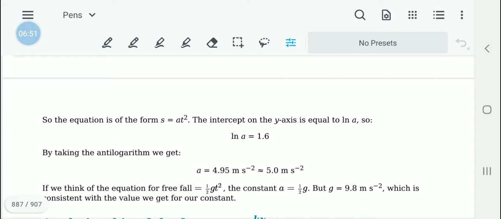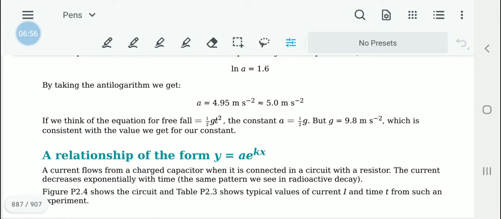Then if we take the anti-logarithm, we will understand that a is equal to 5 meters per second squared. If you take the free fall equation, half g t squared, the constant a is half g. Because g is 9.8, we can say that it is equal to 4.95. So that is actually the relationship, and that proves to us that it is similar.